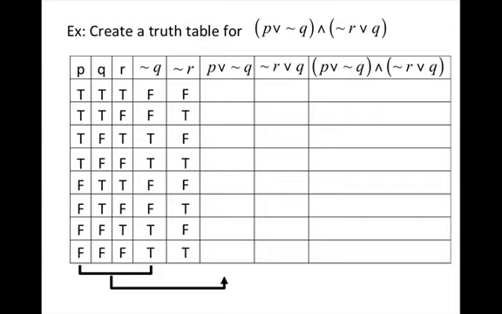Next, for P or not Q, I'm comparing my P column to my not Q column. I compare these with an OR. OR is only false when they're both false. So look at these two columns. These two columns are both false in rows 5 and rows 6. So the P or not Q is false in rows 5 and 6. This means it's going to be true everywhere else.